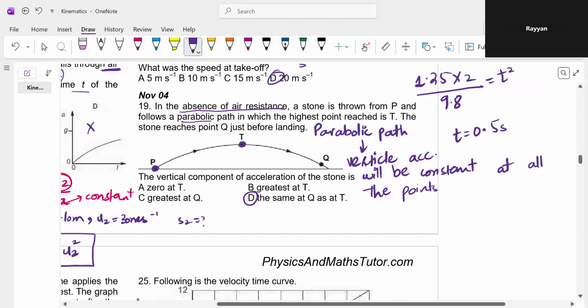But because this is in the question, I thought you must remember this. I thought it would be the same. I thought it was like a projectile motion, so that's what I was saying.